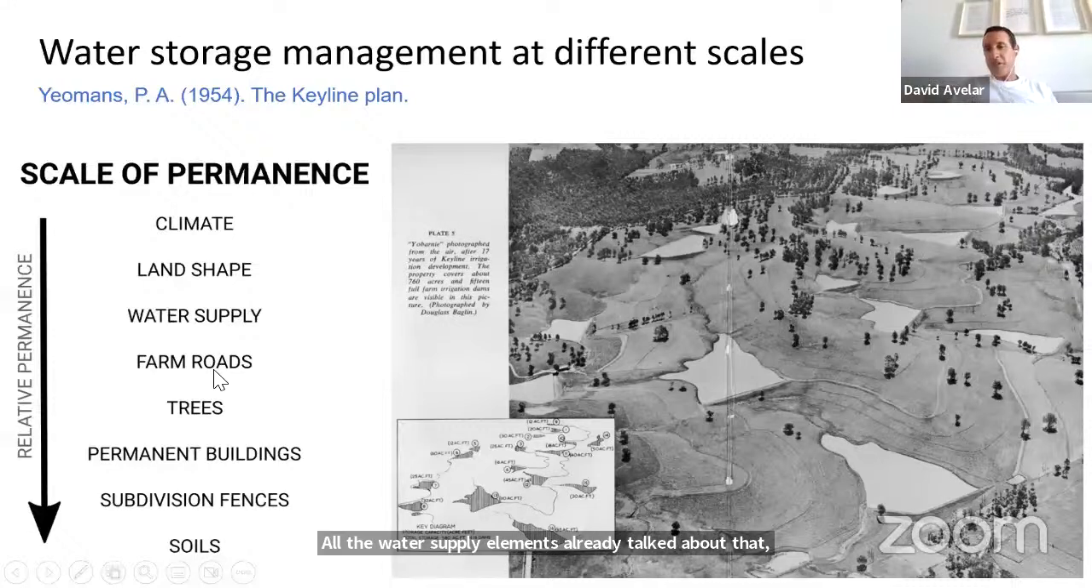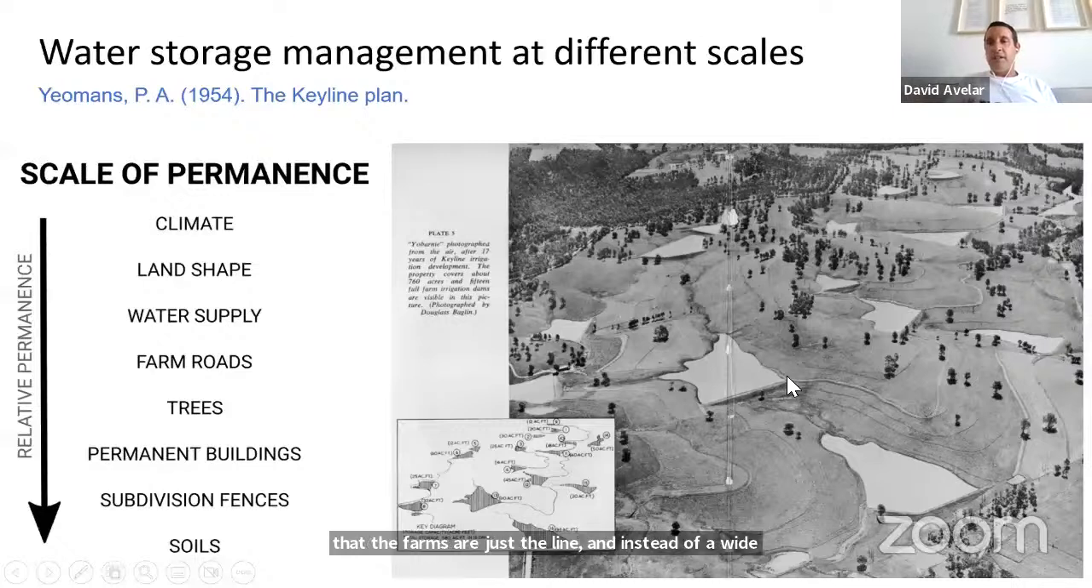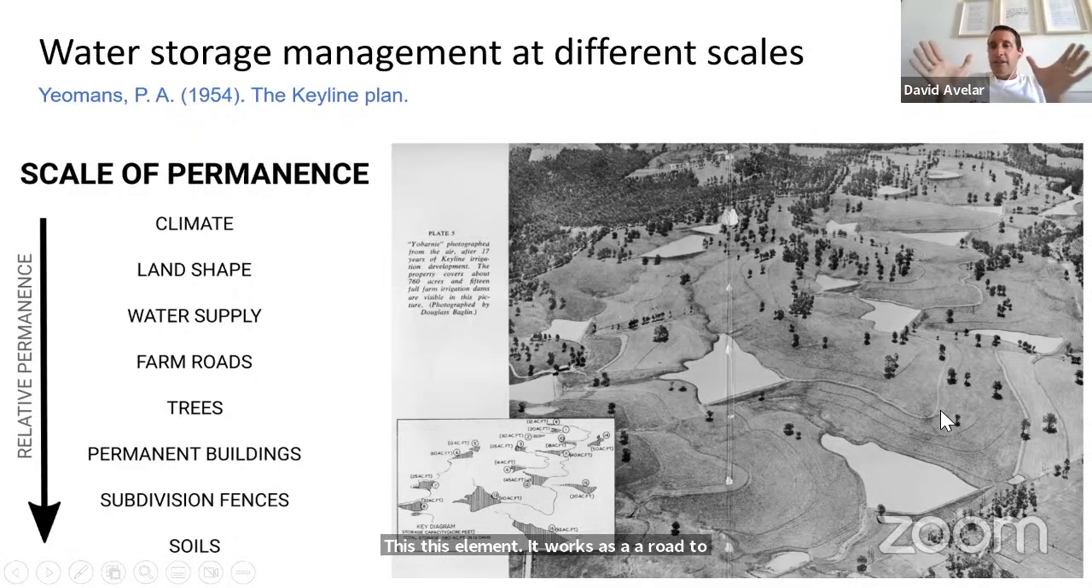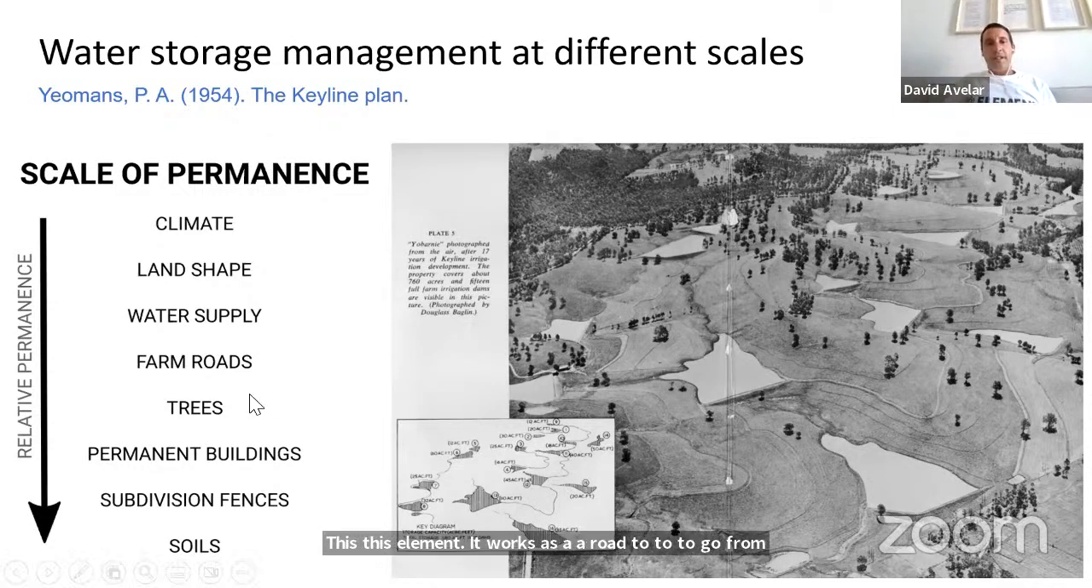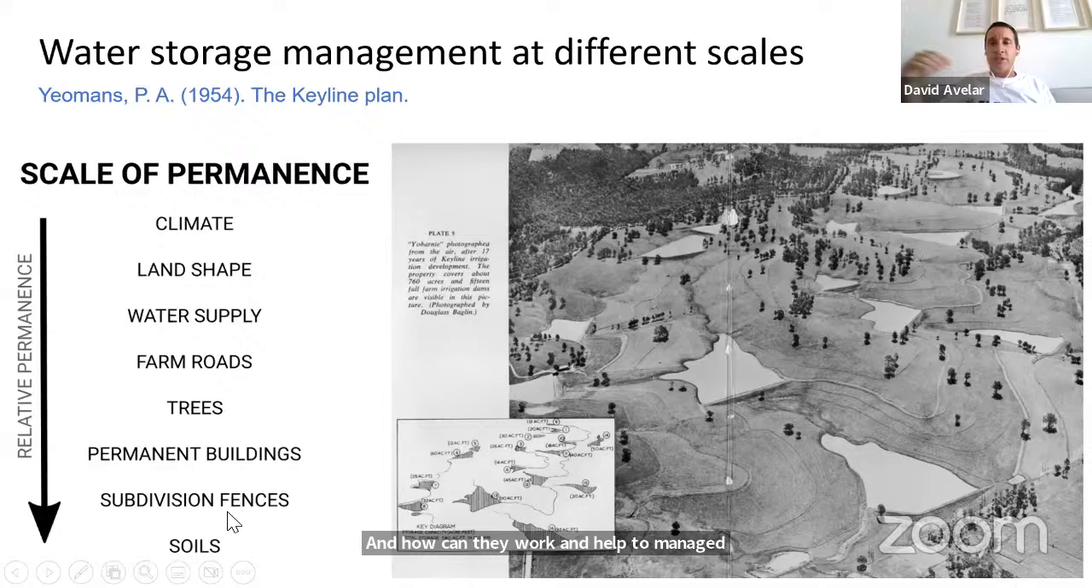It's interesting because normally in the mainstream the farm roads are just a line, and instead, if we place the farm road on the contour line, this element works as a road to go from one place to another, but also to hold on to the water and promote infiltration. The same for the trees, and we will talk a bit more about this right away. The permanent buildings: where they are positioned in the land and how they can help to manage the water. Also the fences, exactly the same. Try to do it on the contour line. And then the soil that Paul just mentioned.